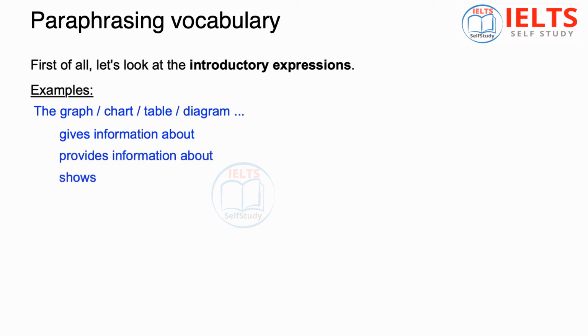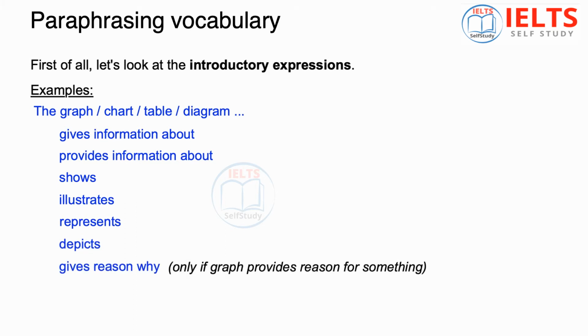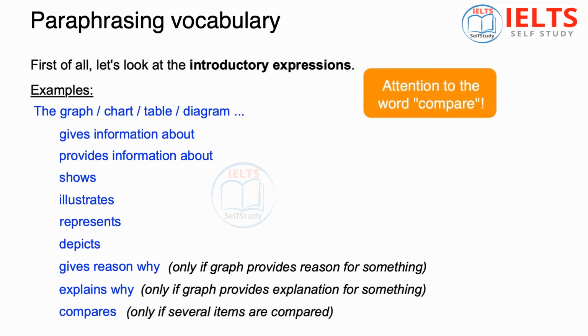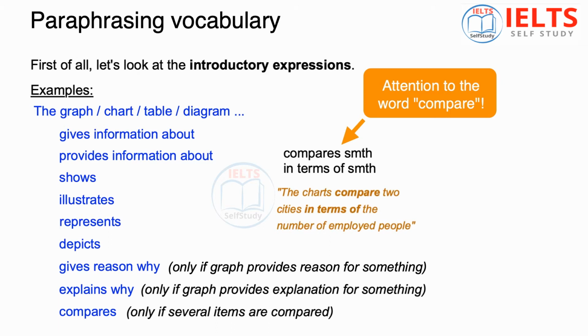shows, illustrates, represents, depicts, gives reason why, only if graph provides reason for something, explains why, only if your graph provides explanation for something, compares, only if several items are compared. But pay attention to the word compare. You can say, compare something in terms of something. For example, the charts compare two cities in terms of the number of employed people.